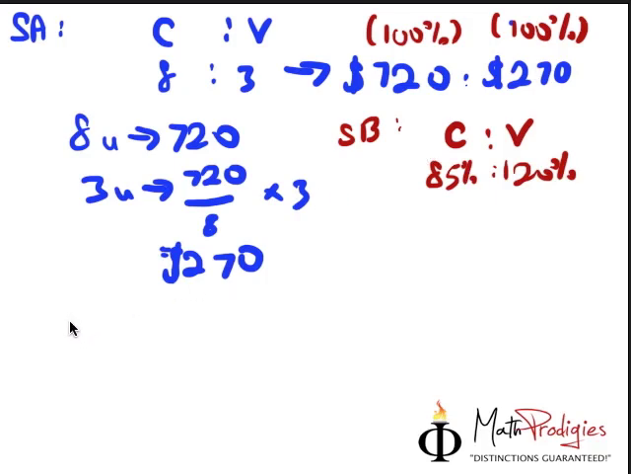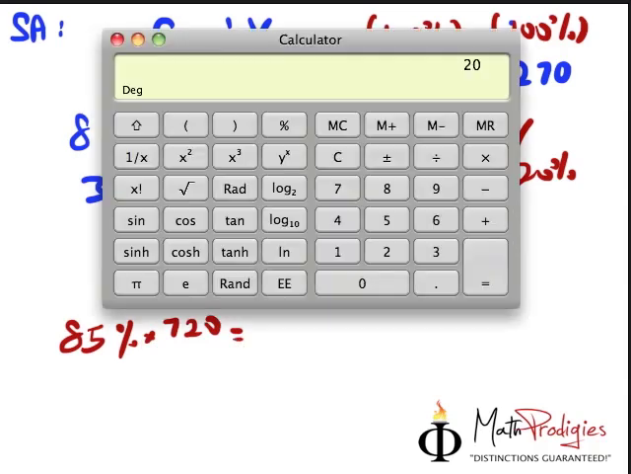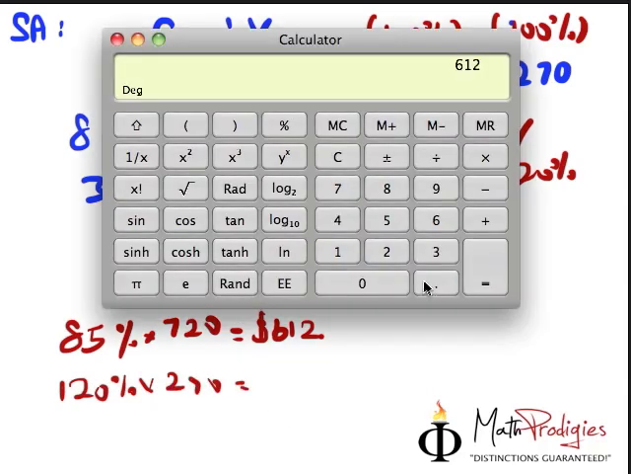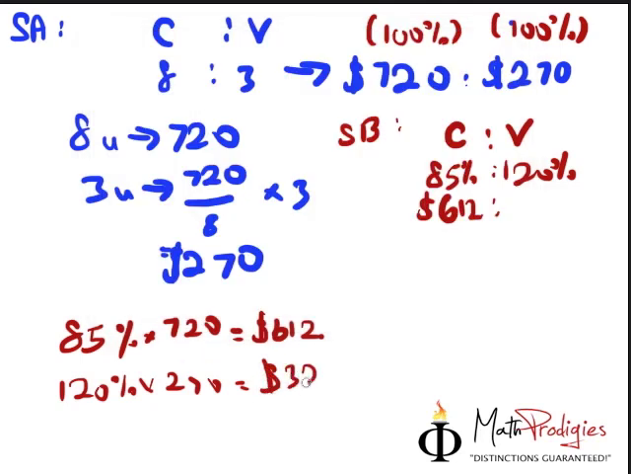First of all, we take 85% times 720. We put it in our calculator: 85% is 85 divided by 100, which gives you 0.85, and we times 720, and we get $612. So now we know the price of the camera in shop B. And for the 120%, we just take 120% times 270. Same thing, 1.2 times 270 will give you $324.